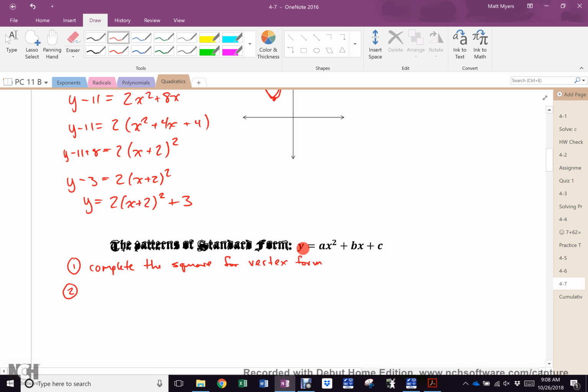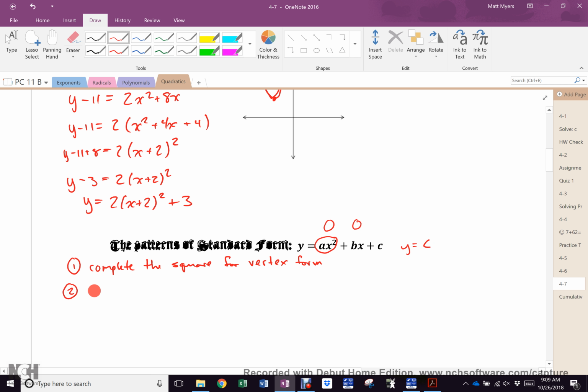What would happen to this term if x was 0? What would this be? This would be 0, correct? What would happen to this term if x was 0? It would be 0. And that would leave us with y equals c, correct? Well, isn't y equals c when x is 0? Isn't that the y-intercept?